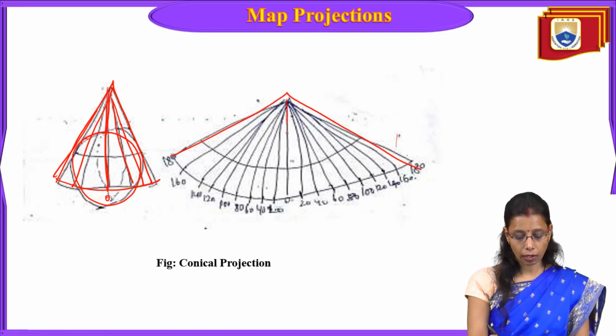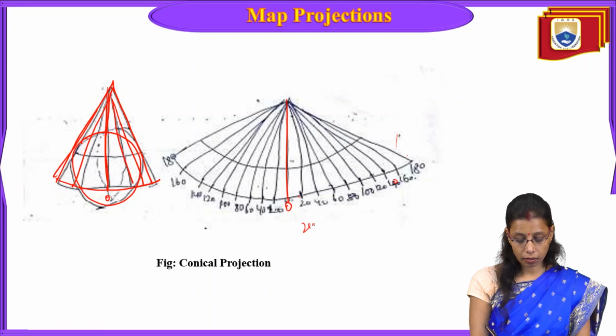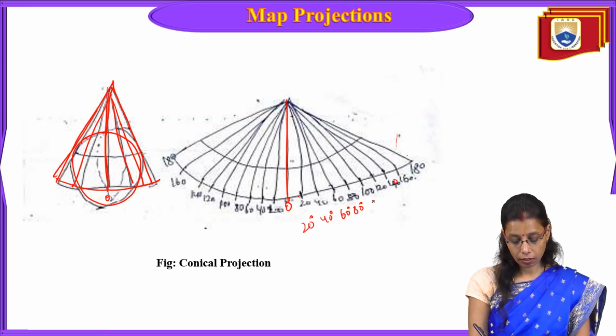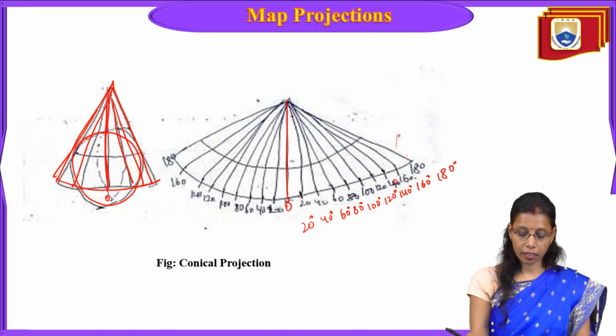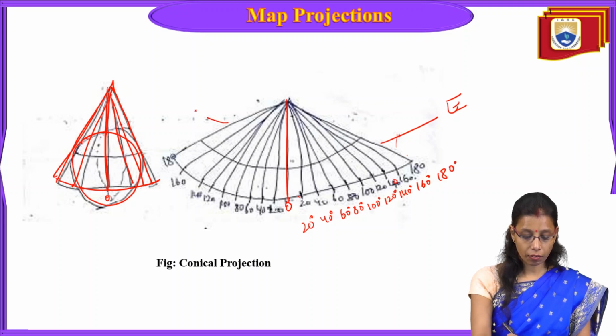Here you have 0, 20, 40, 60, 80, 100, 120, 140, 160, 180. So till 180 you have, right? If you see here, 20 degrees, 40 degrees, 60 degrees, 80 degrees, 100 degrees, 120 degrees, 140 degrees, 160 degrees, 180 degrees. So this is 180 degrees east. Now here 180 degrees west.